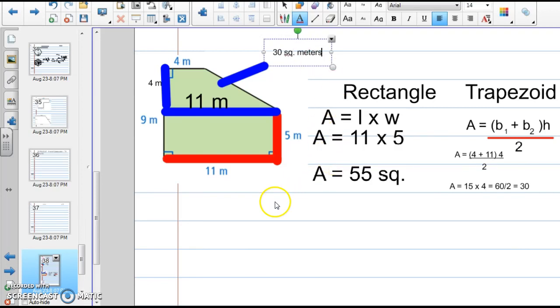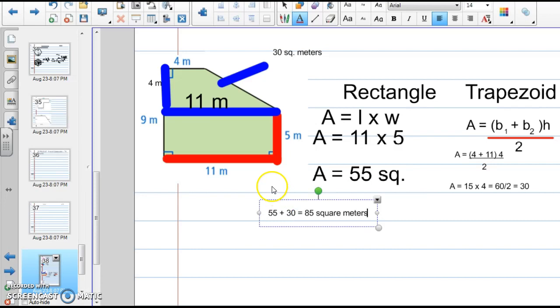So now, to find the whole area of the whole composite figure, we would put together the area of the rectangle and the area of the trapezoid, which means we would add 55 plus 30. And our final answer would be 85 square centimeters. Now, if this had been a shaded figure, we wouldn't have added the two areas. We would have subtracted to find the area of just the shaded region. Make sure that you have all of your work corrected and you understand why you missed this problem.